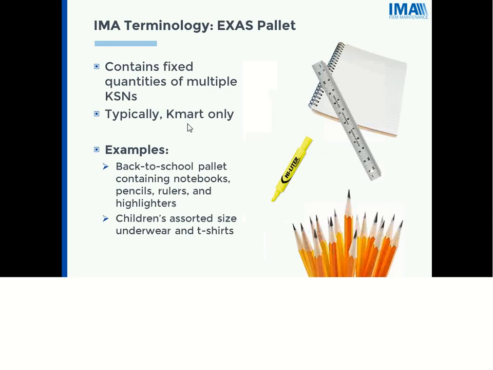And an exploding assortment pallet is just like an exploding assortment carton. It contains fixed quantities of multiple KSNs. An example would be back-to-school pallets with all the different school supplies, or children's assorted size underwear and t-shirts.